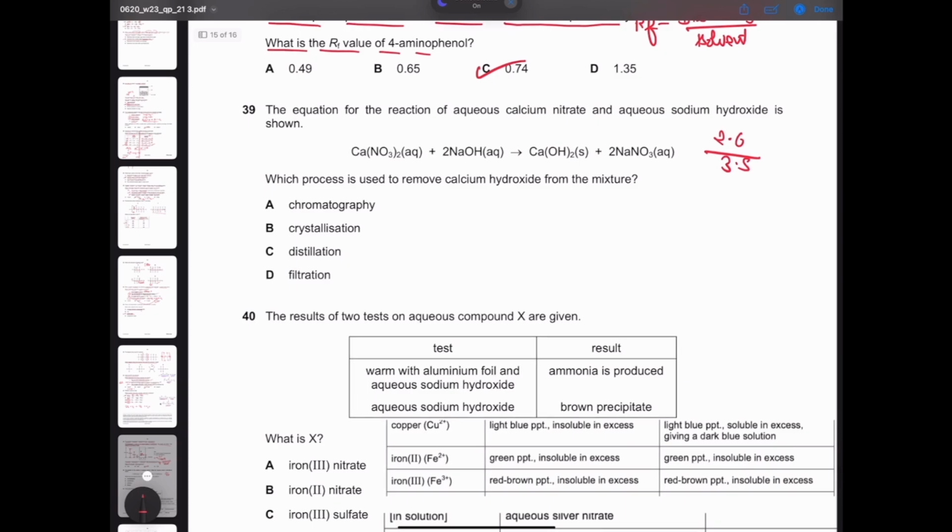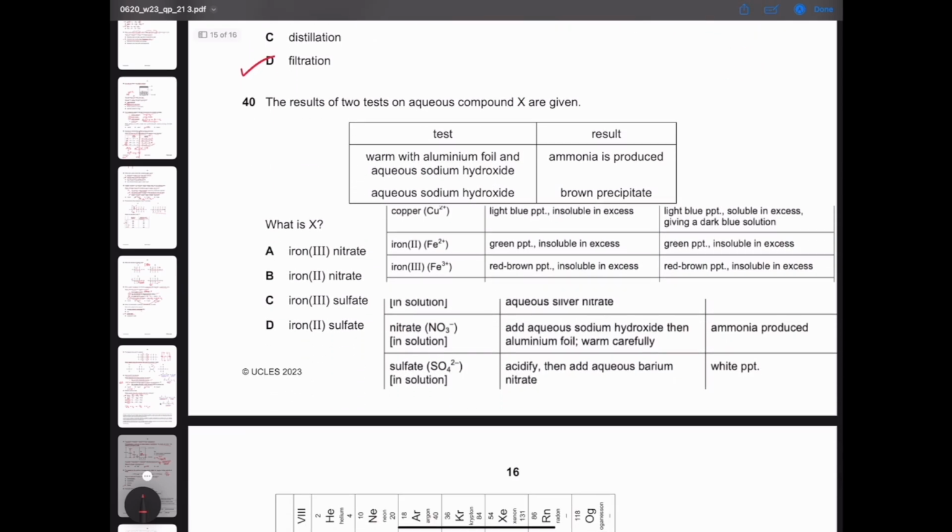Alright. Now, the equation for the reaction of aqueous calcium nitrate and aqueous sodium hydroxide is shown. Which process is used to remove calcium hydroxide from the mixture? See, calcium hydroxide is a precipitate here. It's a solid here. So you can simply do filtration. Very simple. Everything is in aqueous form here, but calcium hydroxide is a solid here. So filtration will work.